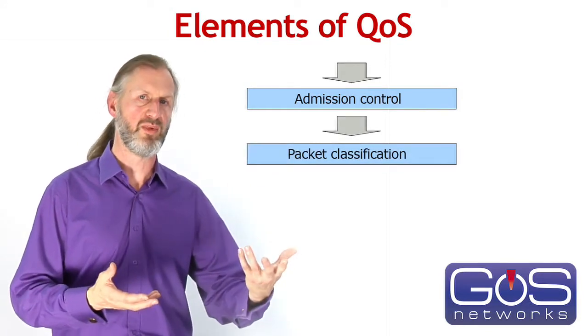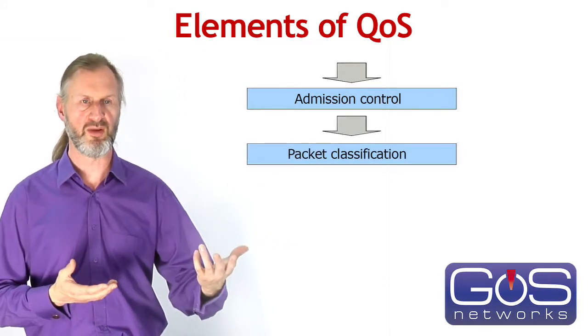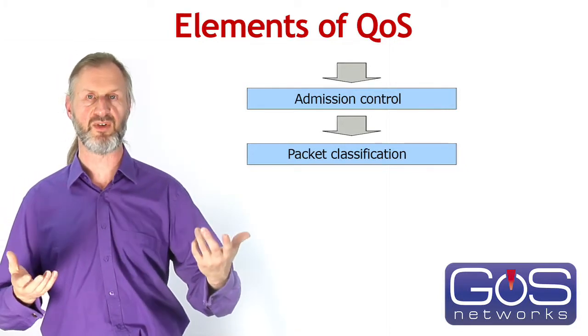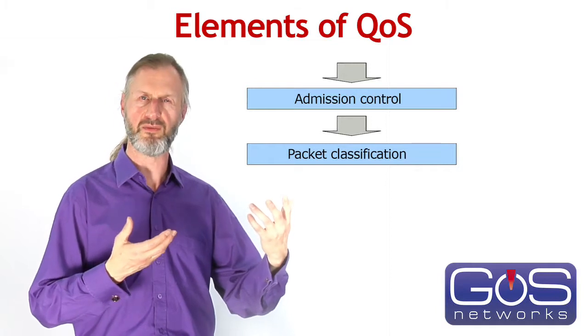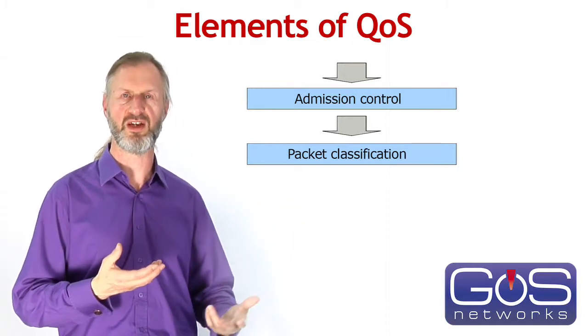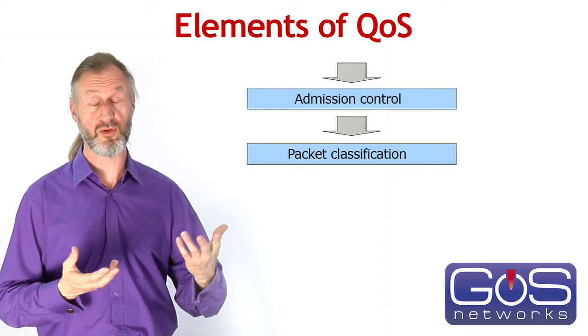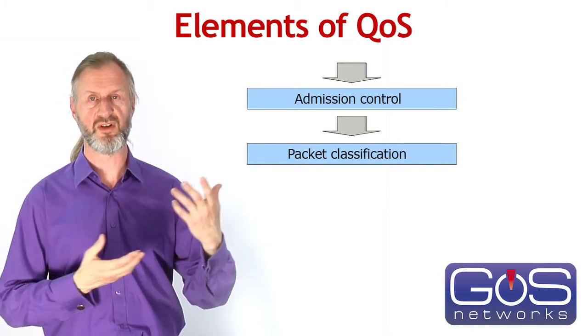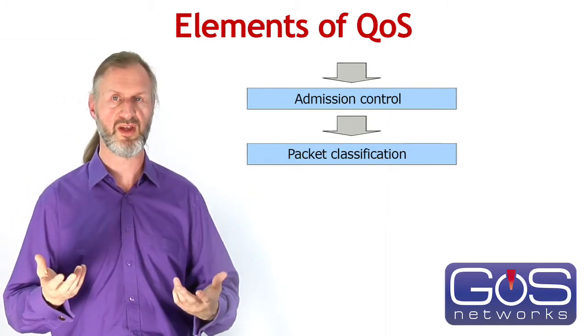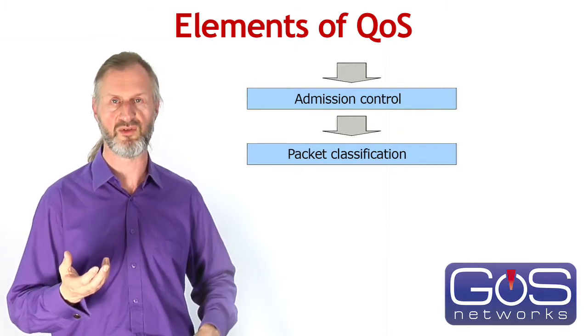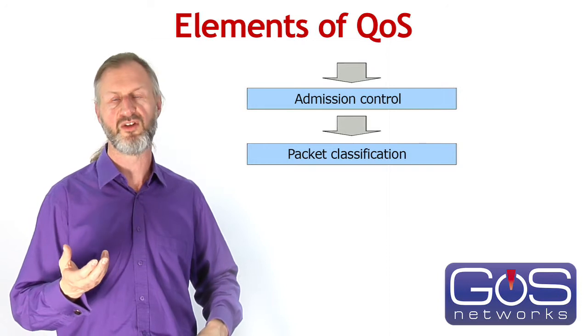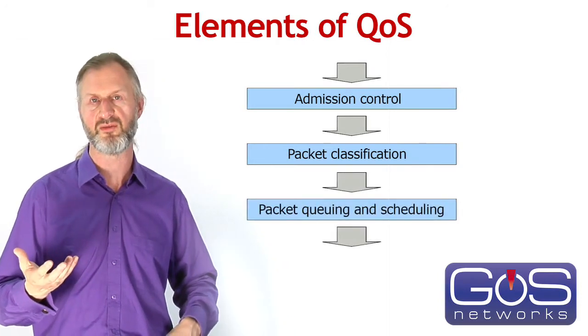Another important function is to be able to distinguish packets belonging to different streams and different services. So we call this packet classification. Some people talk about QoS and the thing that they're really doing is packet classification. And this is a very important function. But it's not enough, because having distinguished packets of one stream from another, we then have to treat them differently if we're actually going to achieve anything in terms of delivering quality of service. And that's done with a packet queuing and scheduling mechanism.